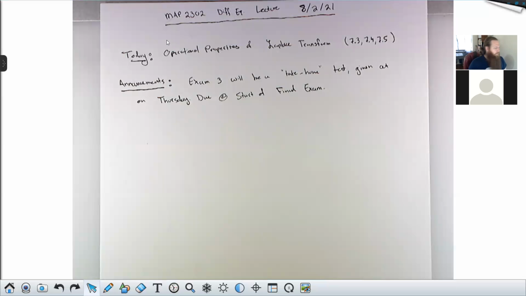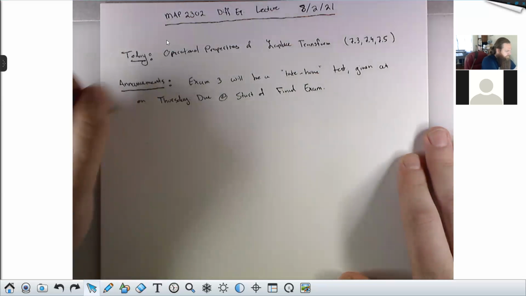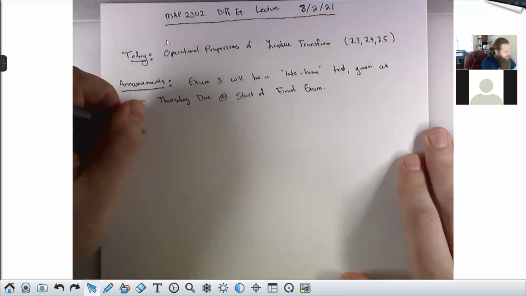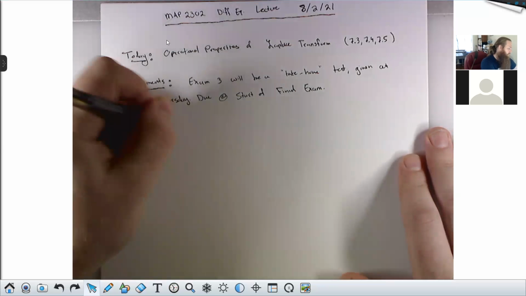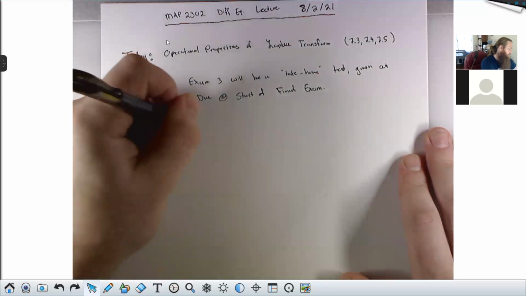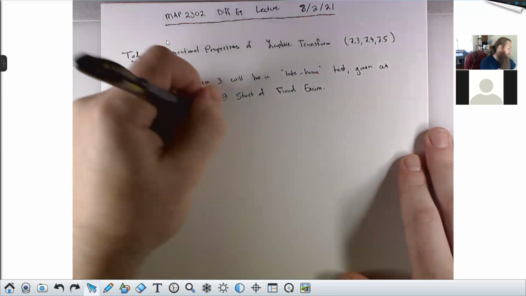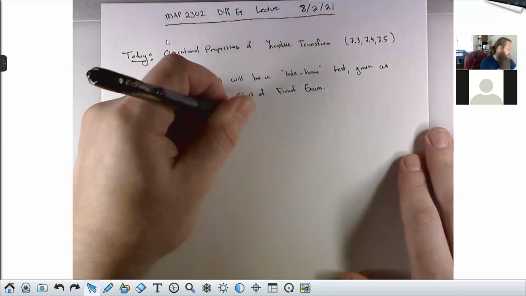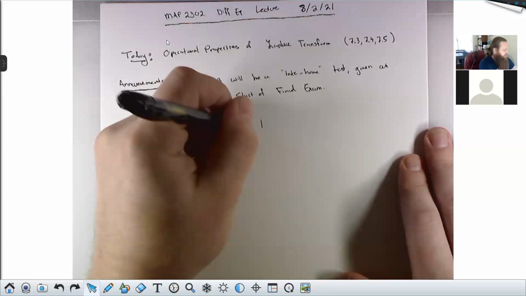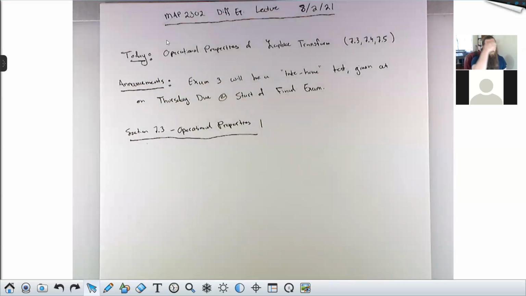This is section 7.3, which is titled Operational Properties. So all of your tests are graded. If you haven't seen that yet, of course, the exam 2 grades, I finished all those yesterday. Please take a look at the comments that I wrote on your written work, and also take a look at comments that are under the individual questions within the test itself. So yeah, this section is titled Operational Properties 1.